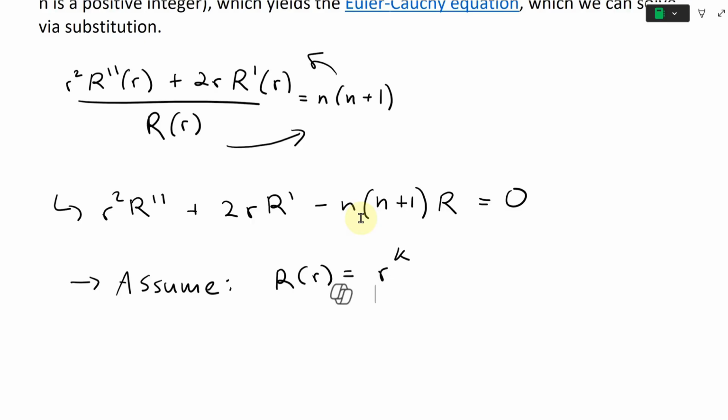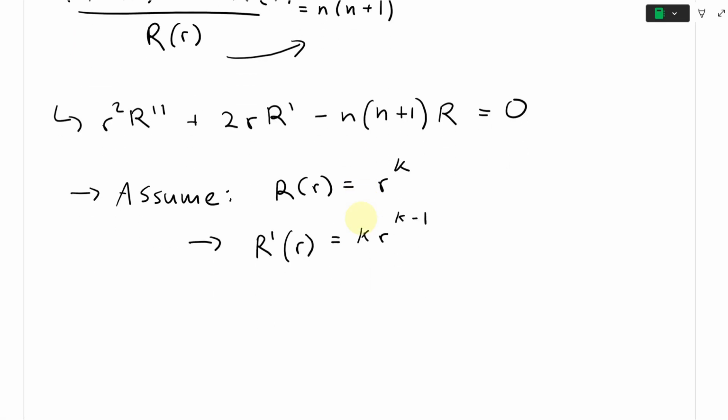So if we have that, if we take the derivative, r prime of r is going to equal, the k goes down, then we have r to the power of k minus 1. And the second derivative, r double prime of r, equals, put the k down, so we're going to have a k here, and then we have a k minus 1 times r to the power of k minus 2, like that. All right, so we got that.